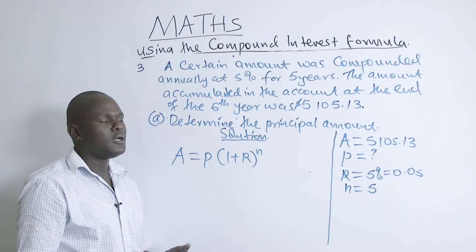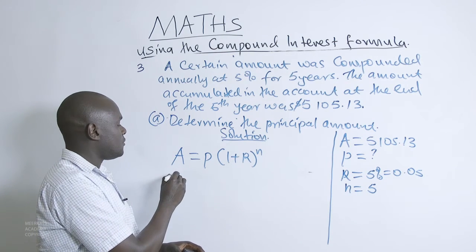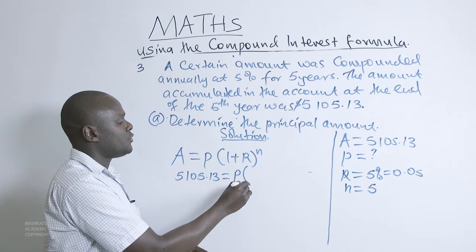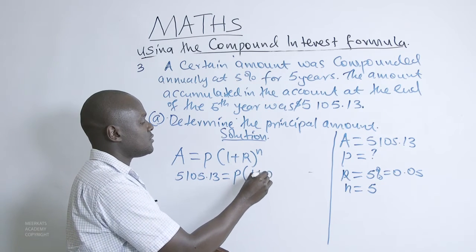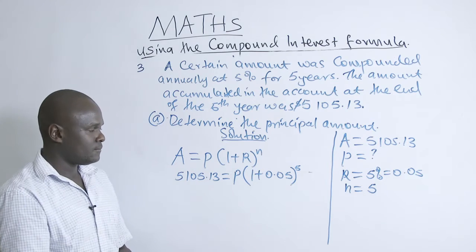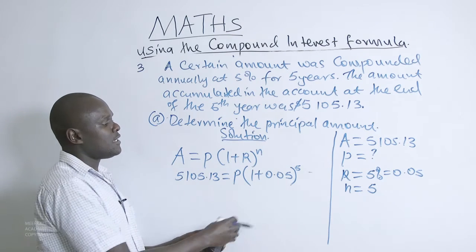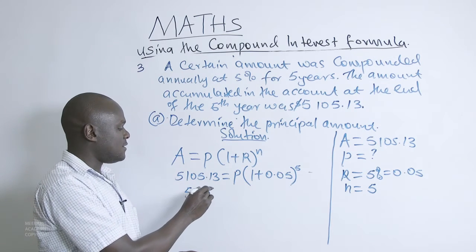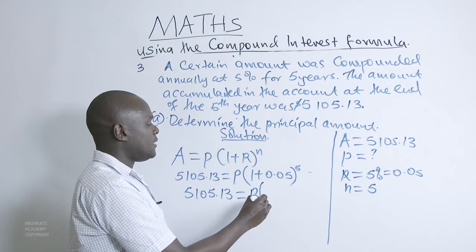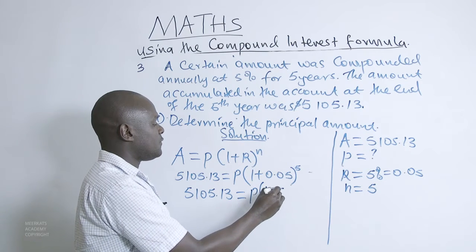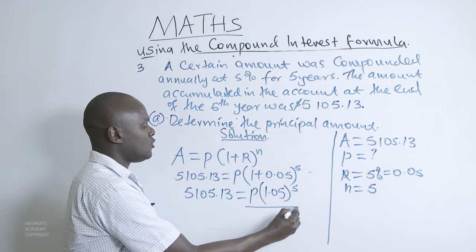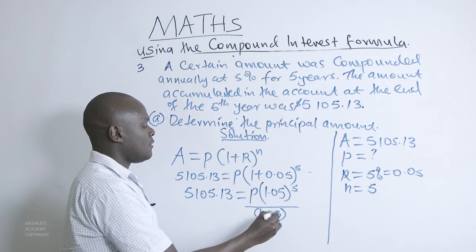After writing down the compound interest formula, we substitute in the values. The amount should be equal to the principal, which we don't know, times the brackets 1 plus 0.05, close the brackets, and we've been provided the periods as 5. So when we simplify the right hand side of this equation, we have 5,105.13 equated to the principal multiplied by 1.05 raised to power 5. For us to remain with the principal alone, we divide all through by 1.05 raised to power 5.